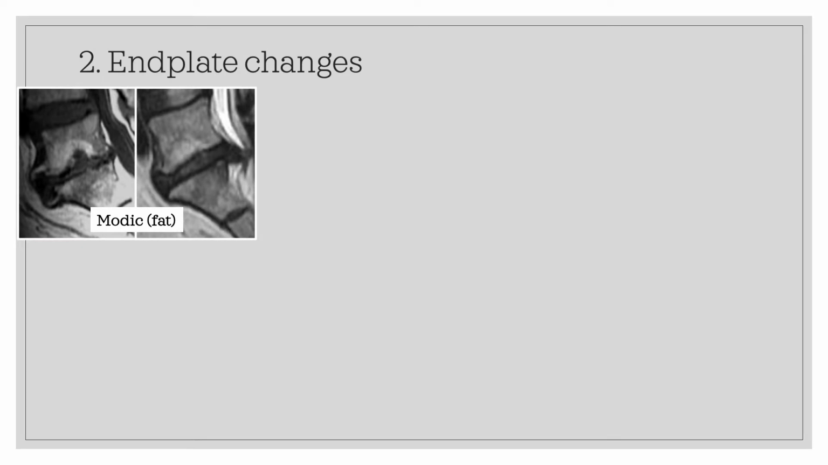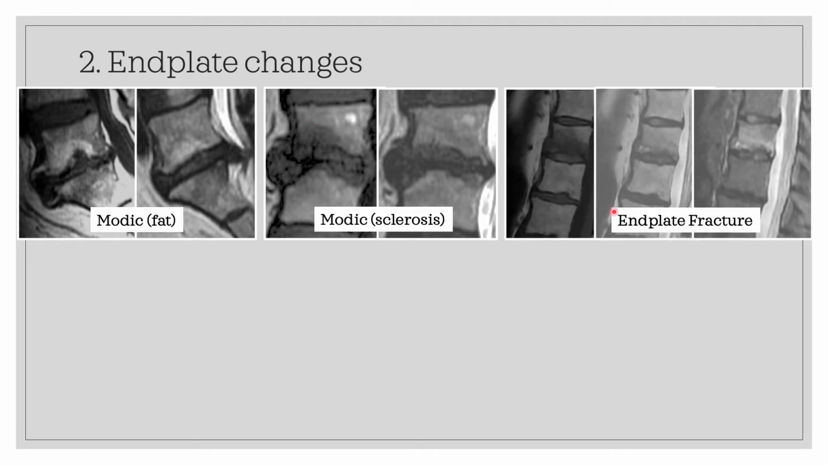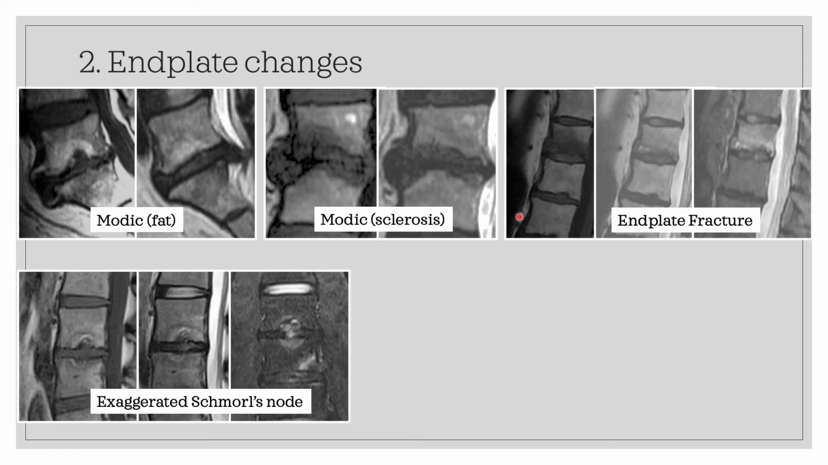Moving on to the end plate changes. We're all familiar with fatty end plate changes, which will typically be bright on T1 and T2 weighted images. Sclerotic end plate changes, which will be dark on T1 and T2 weighted images. And then end plate fractures, where you can see edema and a little bit of end plate irregularity at the end plates. We have Schmorl's nodes. Occasionally, we may see Schmorl's nodes where you can see that there is edema around them. So these are acutely exacerbated Schmorl's nodes.